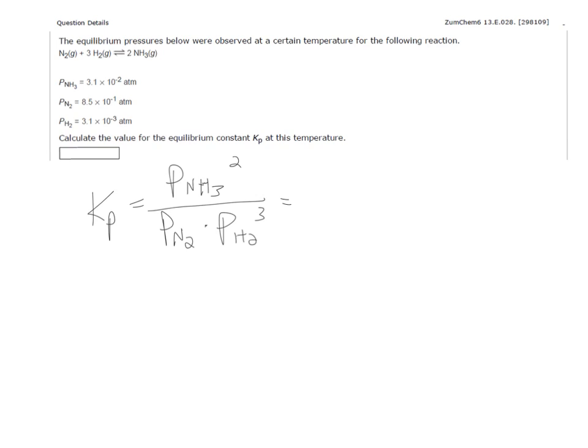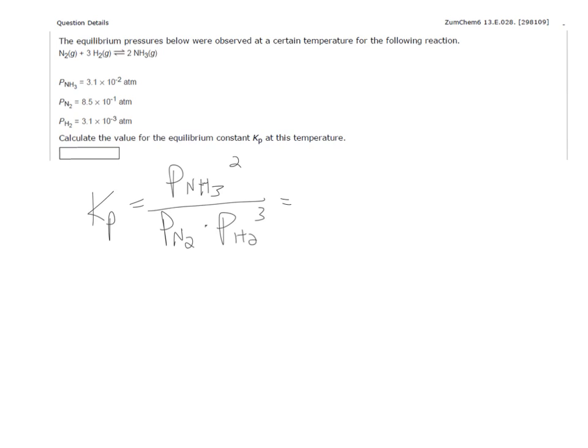The reason this can work out for gases is because pressure serves as a proxy, or something that can take the place of the number of moles, which would then also be moles per liter if we're talking about the same container. So also pressure, molarity.